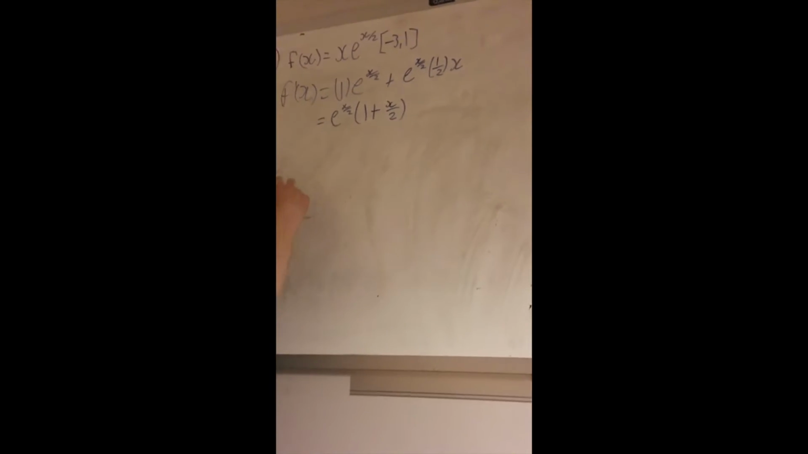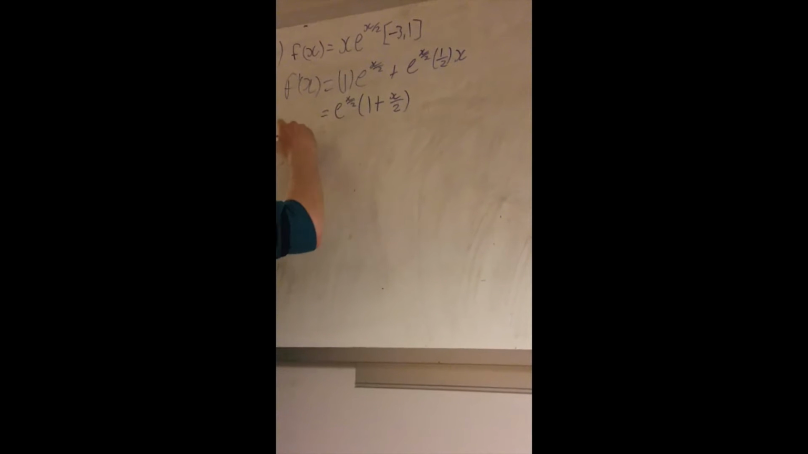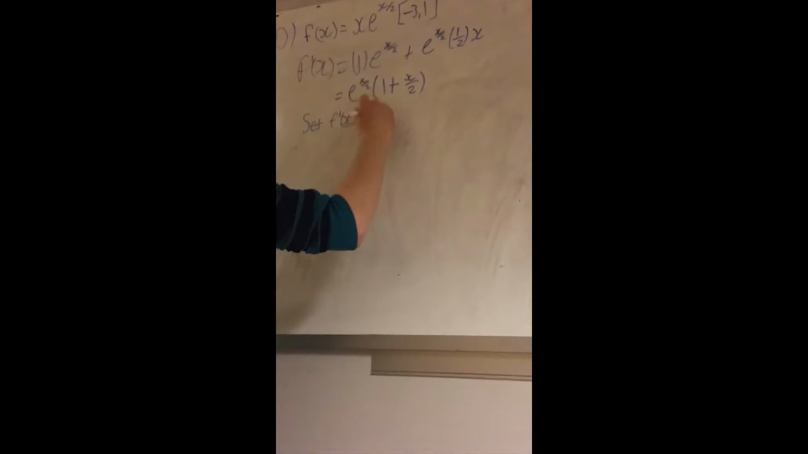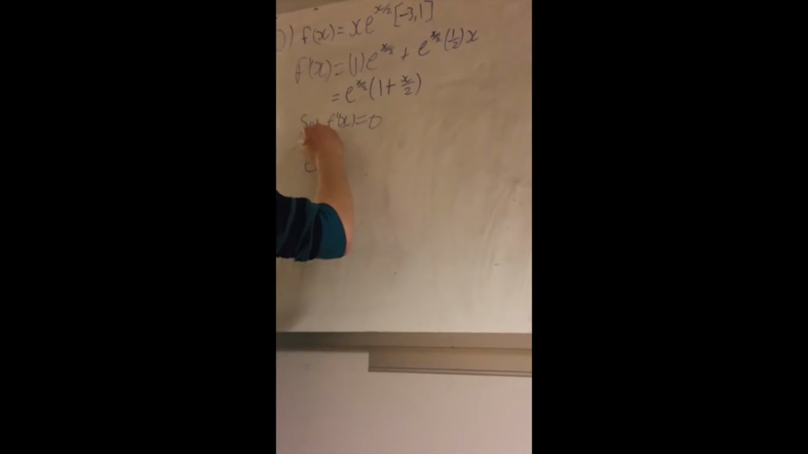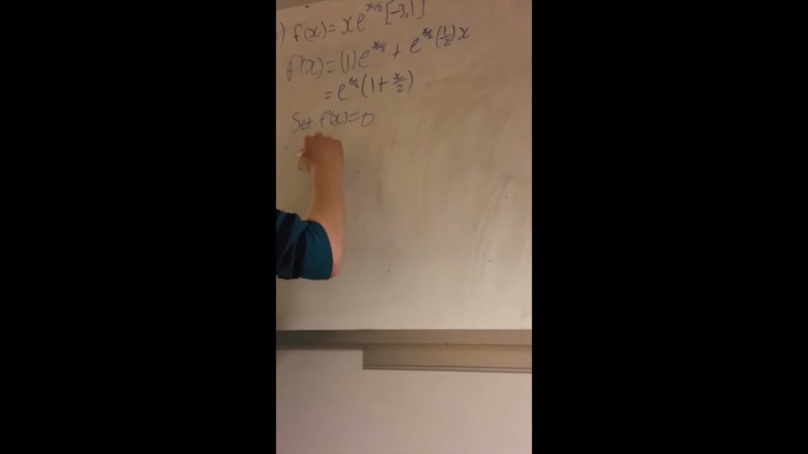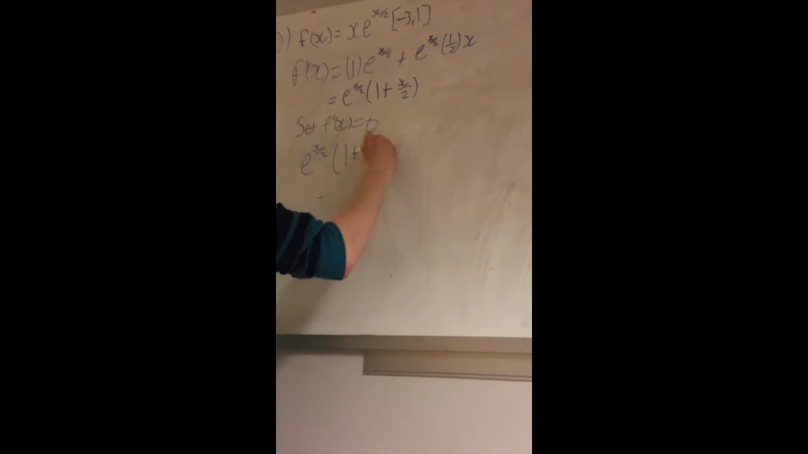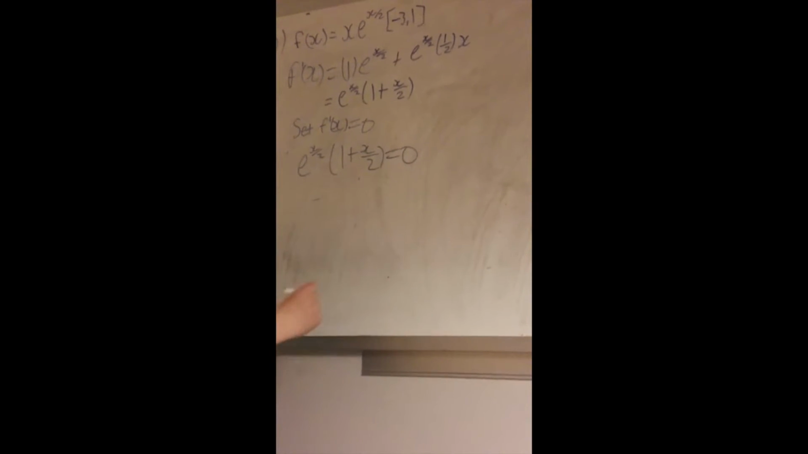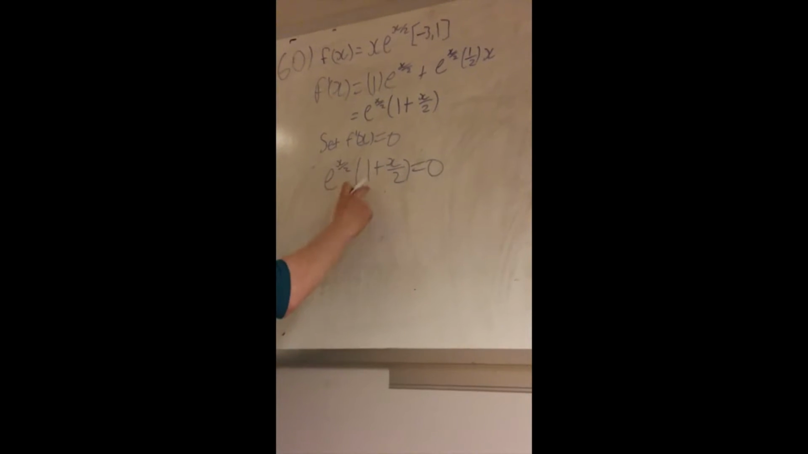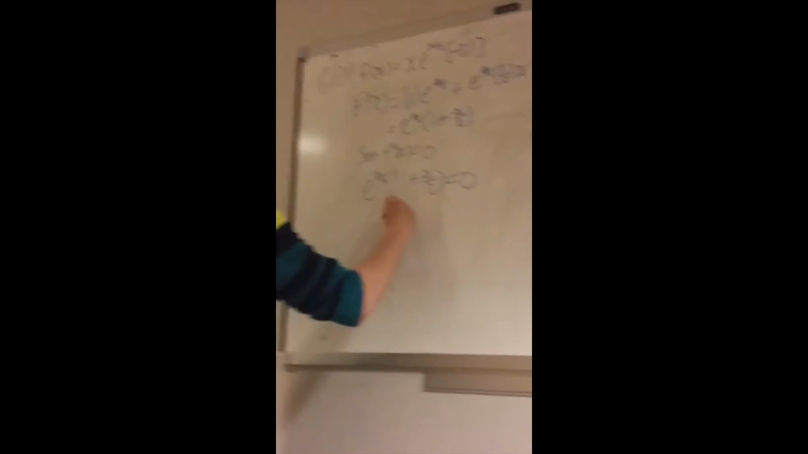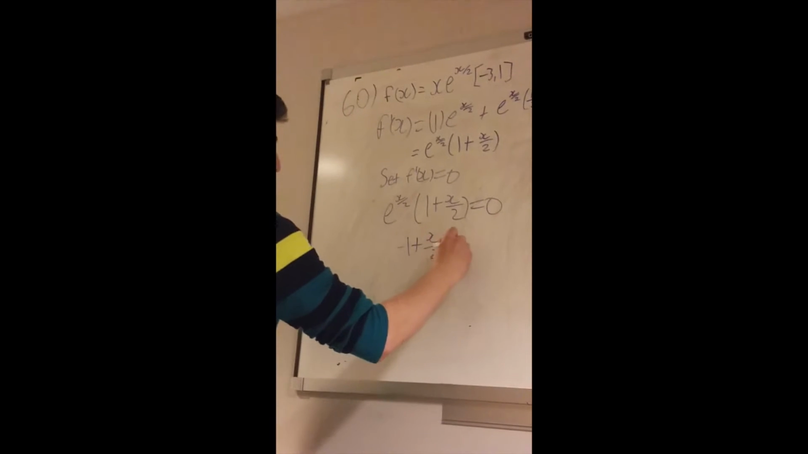All right, so now we're going to have to set the derivative to 0. So set f prime of x equal to 0. We're going to have e to the exponent x divided by 2 times 1 plus x divided by 2 equals 0. So for e to the x over 2, x can be any number here. For this one, we're going to do 1 plus x divided by 2 is equal to 0.